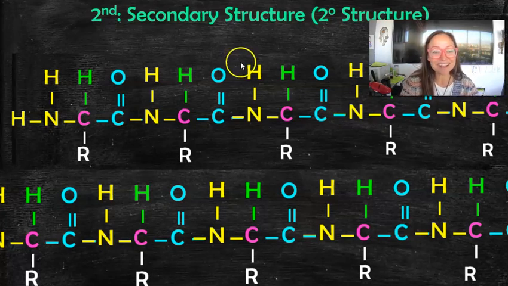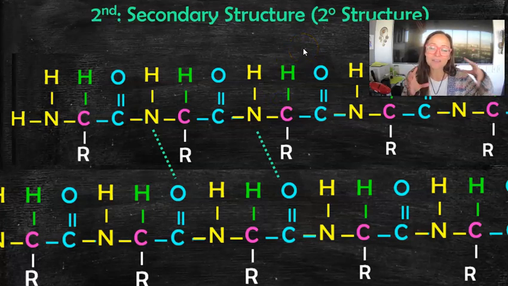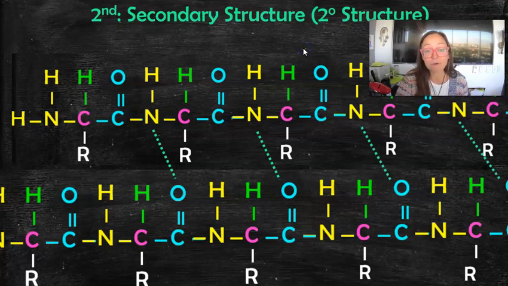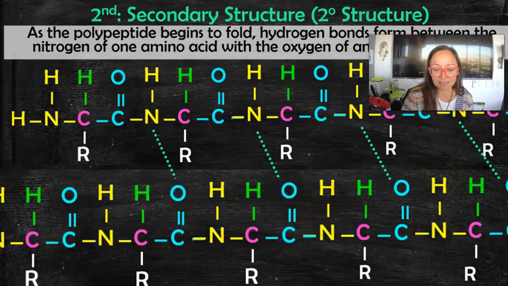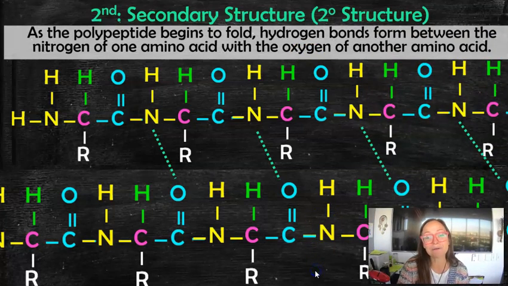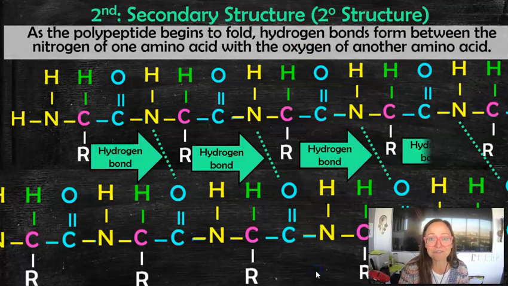And so here, this secondary structure is actually based on hydrogen bonds. So with hydrogen bonds, there's an attraction between the nitrogen of an amino group and an oxygen from a carboxyl group of a different amino acid. So hydrogen bonds begin to form between the backbone of the polypeptide, and it actually causes the polypeptide to fold up into 2 distinct shapes.